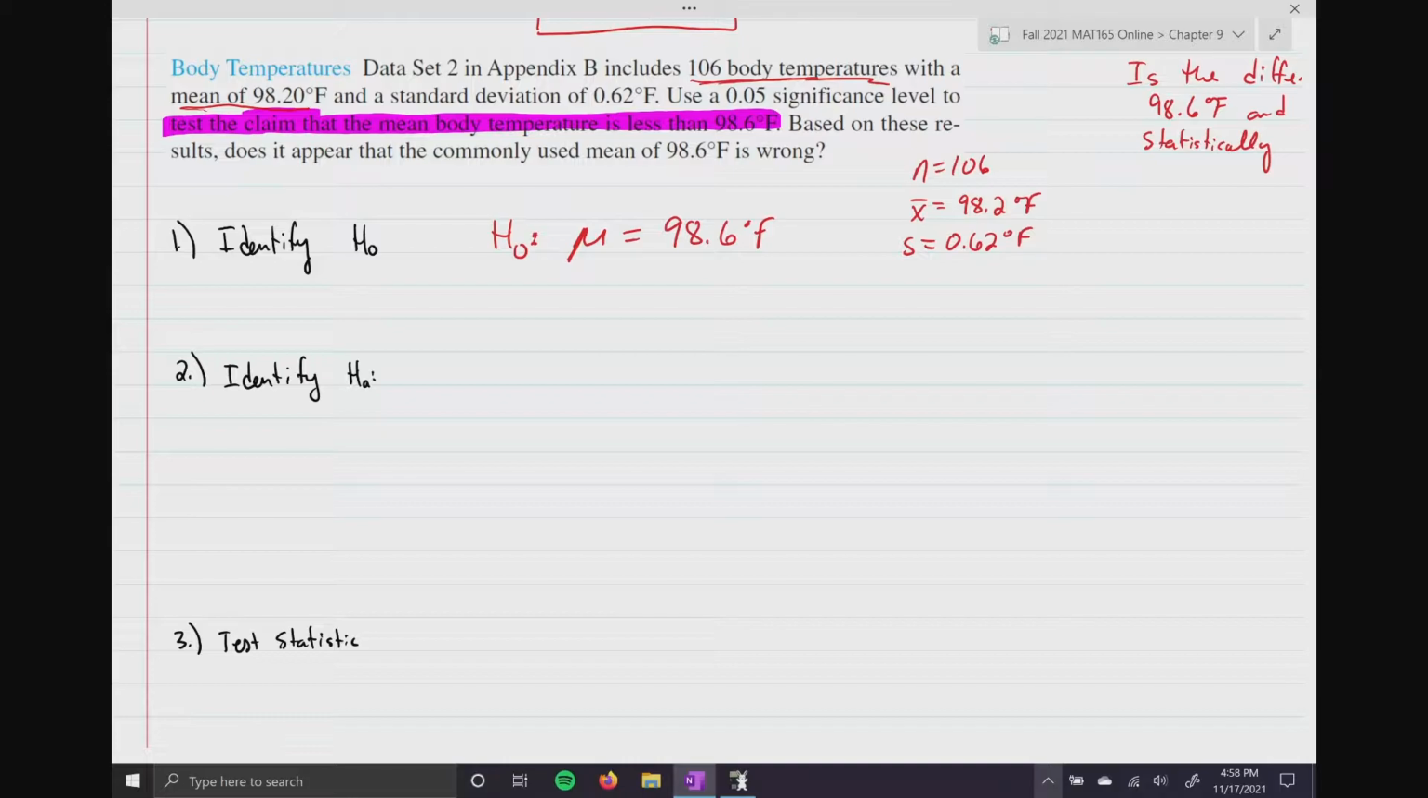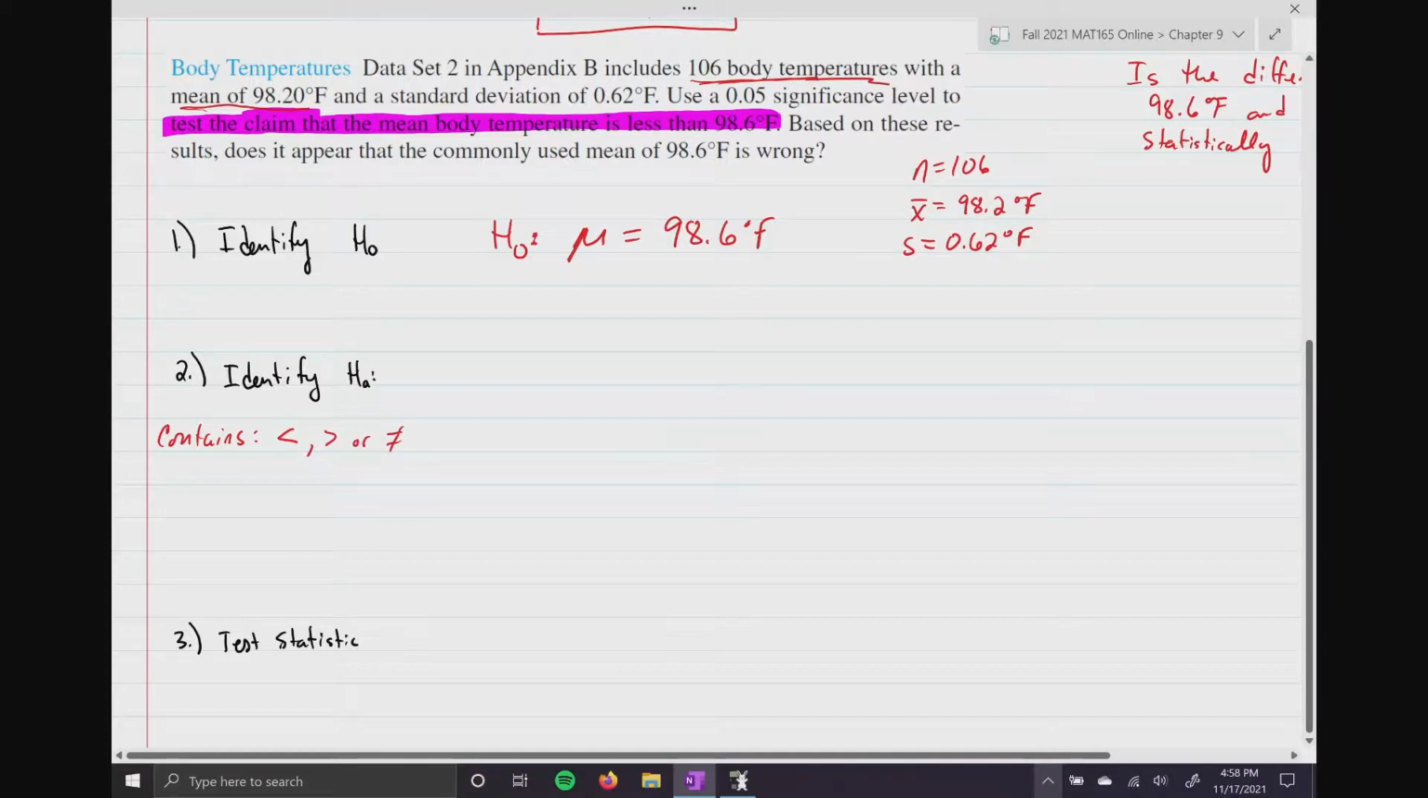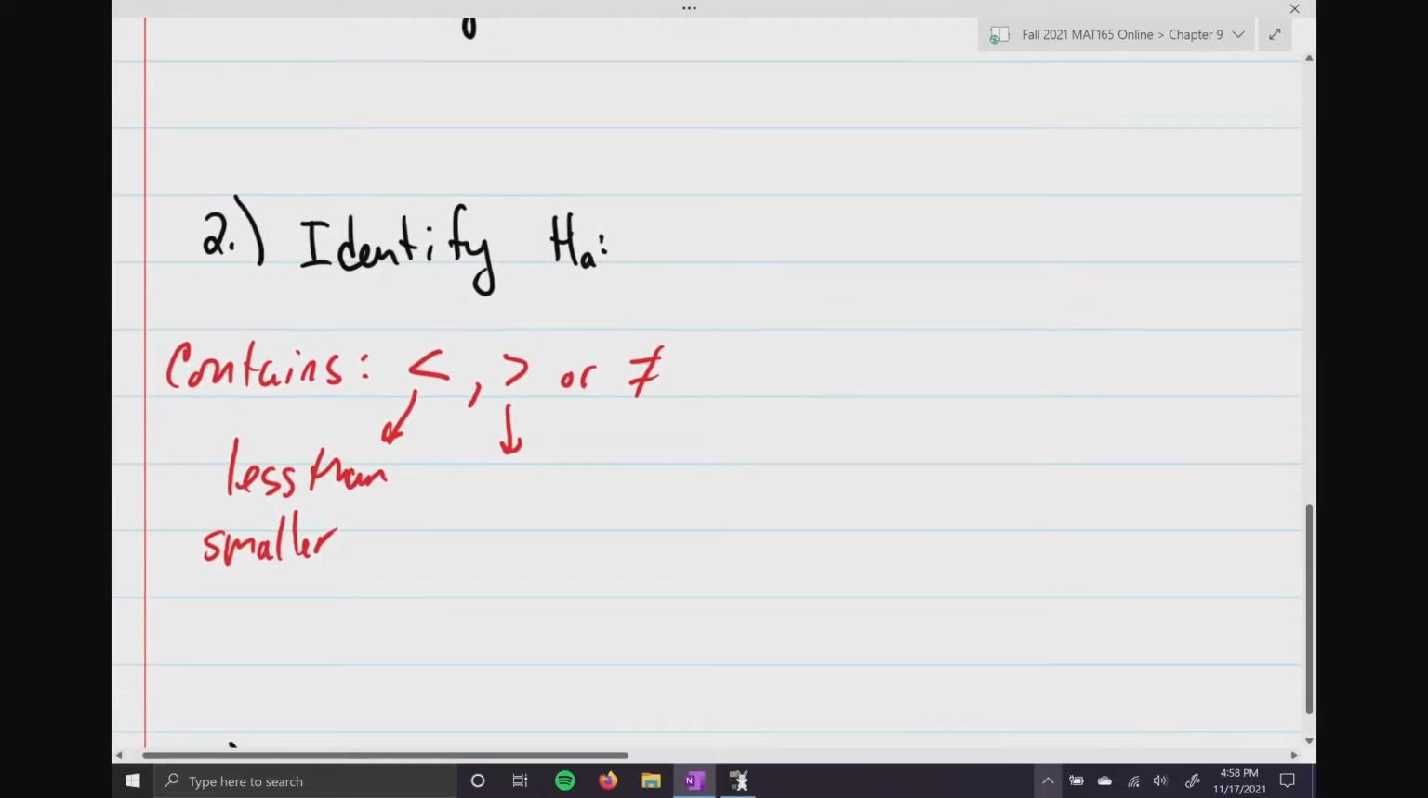Second is going to be the alternative hypothesis. Now remember, the alternative hypothesis contains less than, greater than, or not equal to. And you're going to look for keywords. So keywords would be obviously less than, or maybe smaller. Let me zoom in for us here. The greater than symbol, obviously it's going to be greater than. The only one you really have to be concerned with here is the not equal to symbol. A good word for not equal to is going to be different. Okay? It's going to be different.